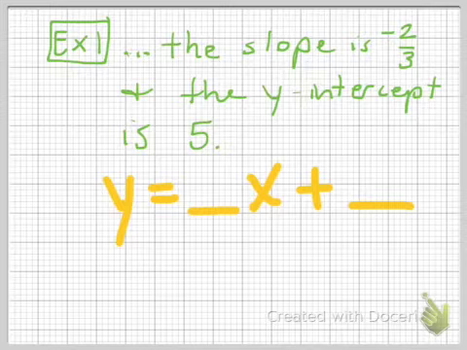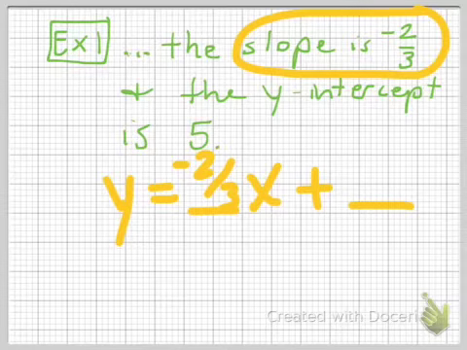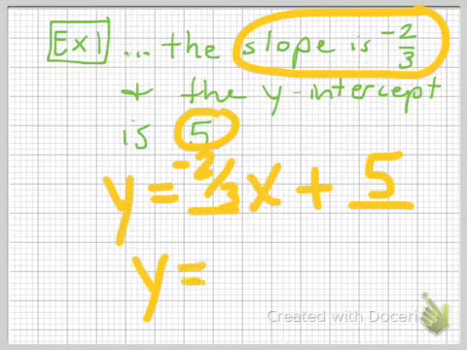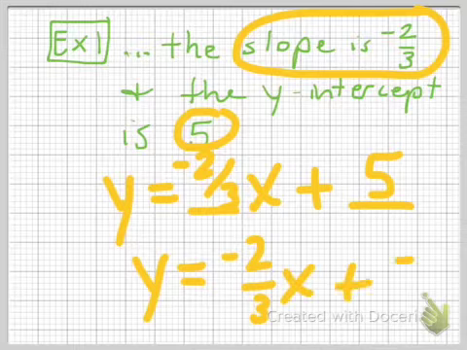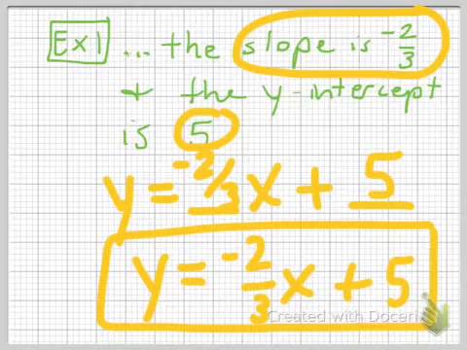What goes in front of the x is always the slope, so I go back up to the given information and figure out that my slope is negative 2/3, and I record it in the blank in front of x. I then record the y-intercept, which is 5 in this case, in the blank after the x term, and then the cleaned up pretty form of my equation is y equals negative 2/3 x plus 5. Pretty simple.